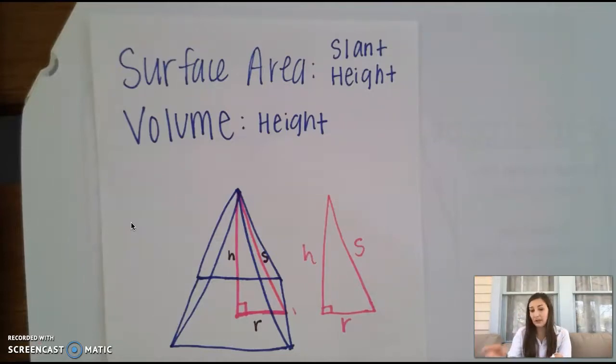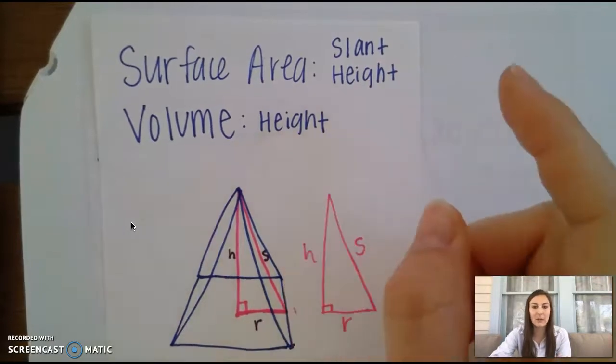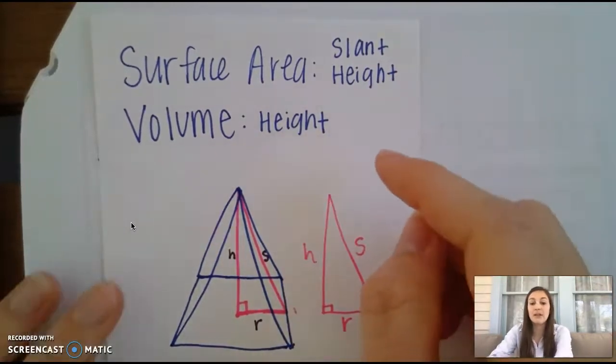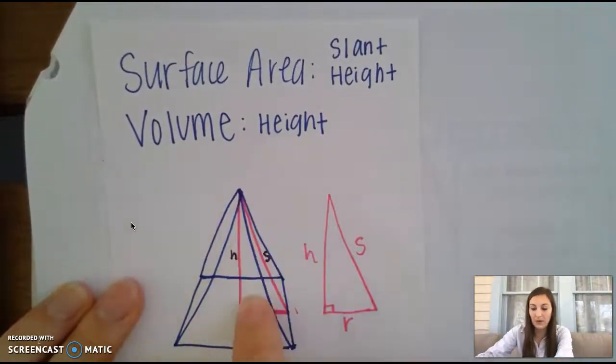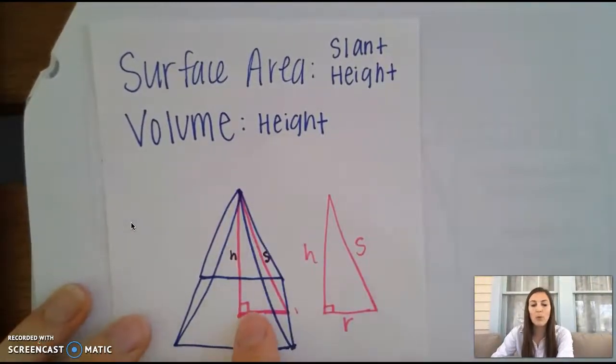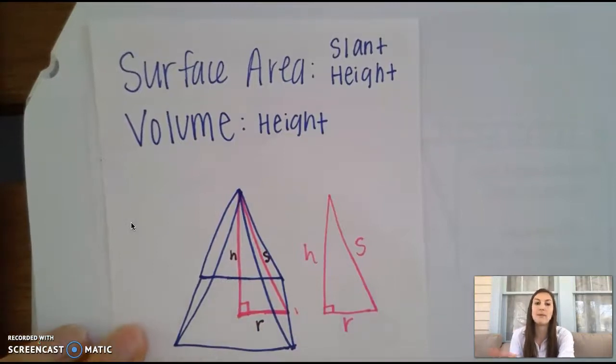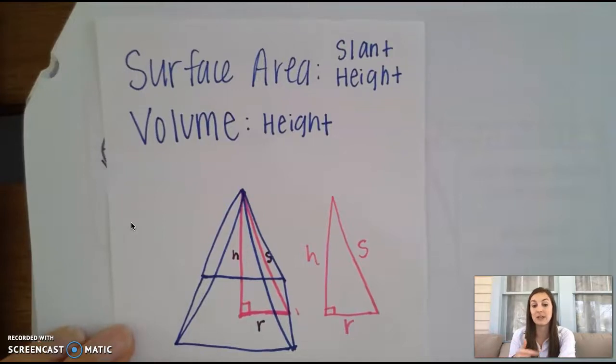So looking here at this example, well, how do we find that? Well, given our slant height, that would be going along the side. Our height would be going straight down. Well, what if I'm missing one of them? What if I'm given my height, but I actually need my slant height? Or I'm given my slant height, but I actually need my height.